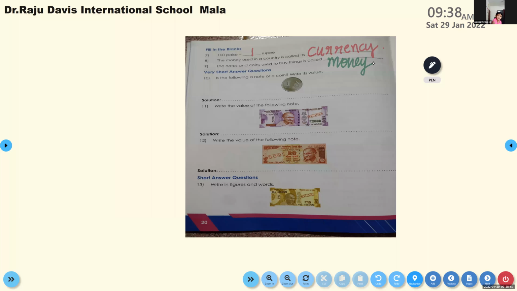Number 10. Is the following a note or a coin? Write its value. Is it a note or a coin? A coin of rupee 1. Very good. So we can write it is a coin, C-O-I-N. Now its value is 1 rupee. It is a coin, its value is 1 rupee.